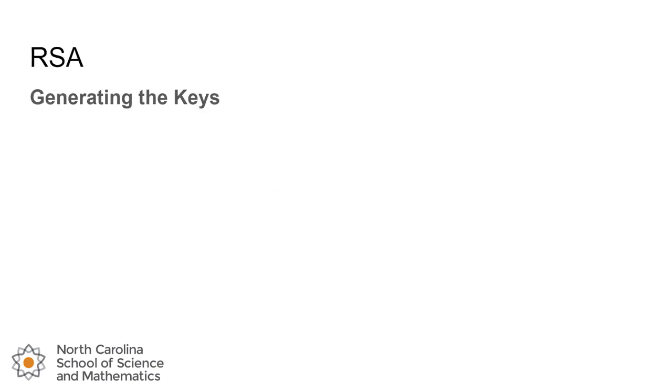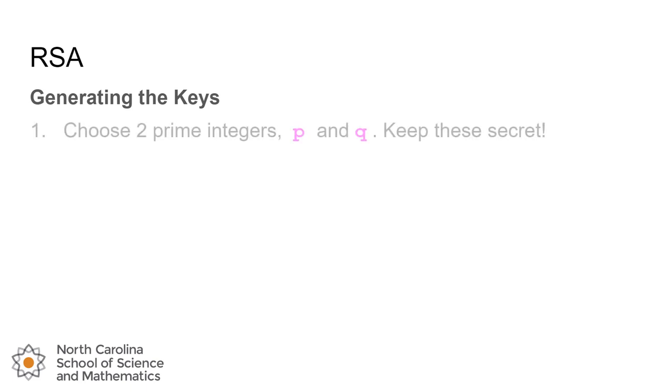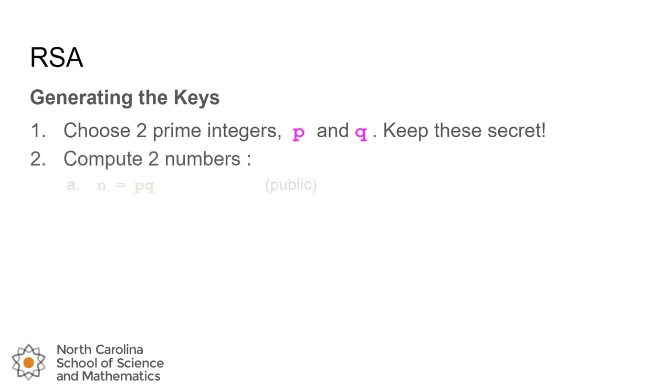Okay, let's get into the RSA function. Because it's public key, we need to have a public key and a private key that are paired together. So we're going to want to generate those keys in a special way so they have the properties that we want. And we do that by starting out choosing two prime integers, and we'll call those p and q. In this system, p and q must remain secret. In fact, that is the secrecy this whole system is built upon, relies on keeping those values unknown to anybody but you. We're going to use p and q to compute two other numbers.